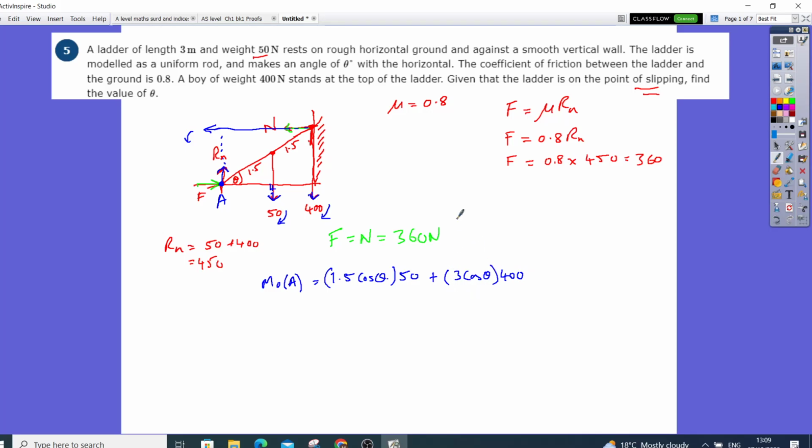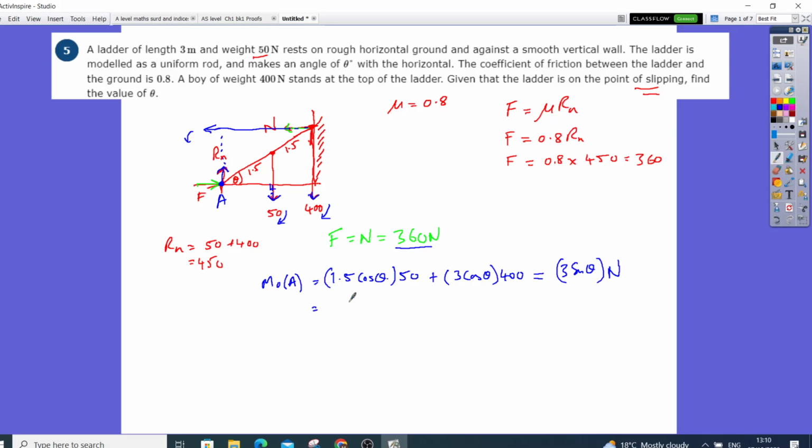Okay, now because it's about to slip, which means it's maximum friction, but still in equilibrium, it hasn't slipped, so the clockwise moments will equal the anti-clockwise. Now this distance here is the same as this distance here, which is going to be opposite, 3 hypotenuse times sine theta, so 3 sine theta, and that's going to be multiplied by N, which we know is 360 here.